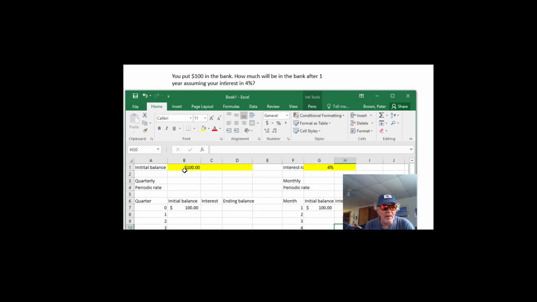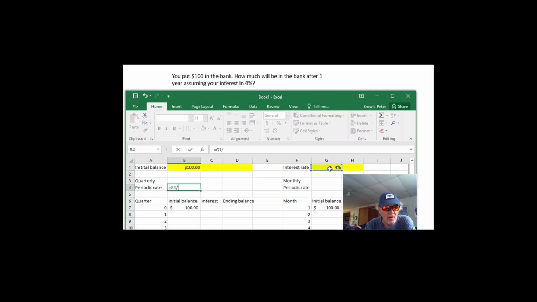And I'm just going to say that I have an initial balance of $100 right here. I'm going to put that in the bank, and I'm going to get interest every quarter. So remember this from chapter 1. The interest rate's 4%, but it's going to be 4 times a year. So it's going to be equals 4% divided by 4. And the periodic rate there would be 0.01, which as a percentage would be 1%.